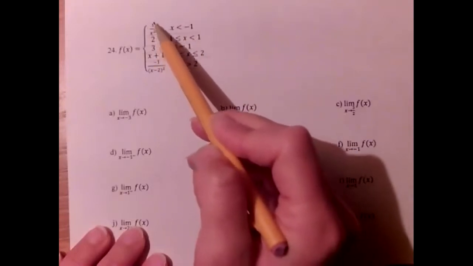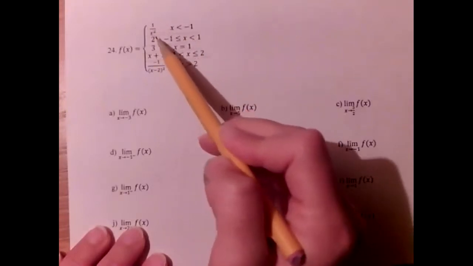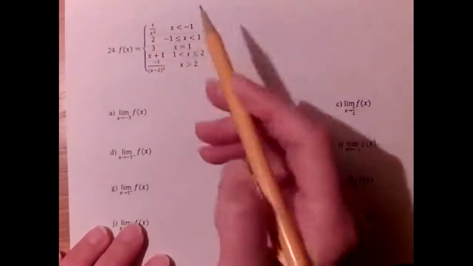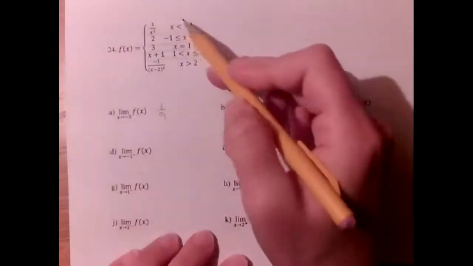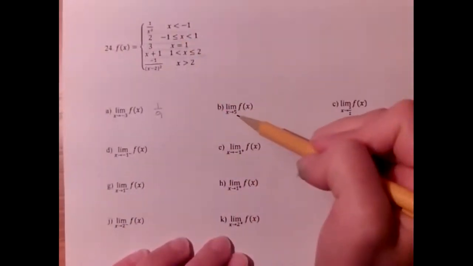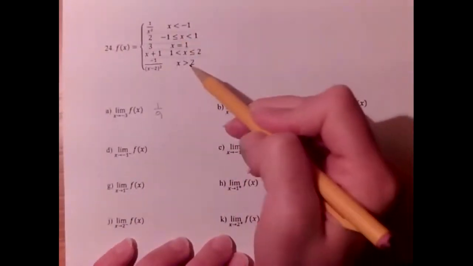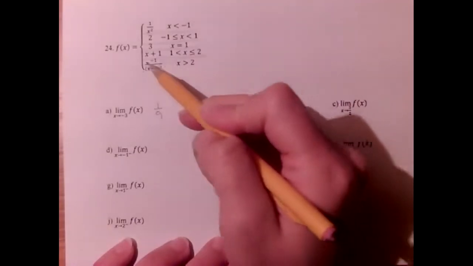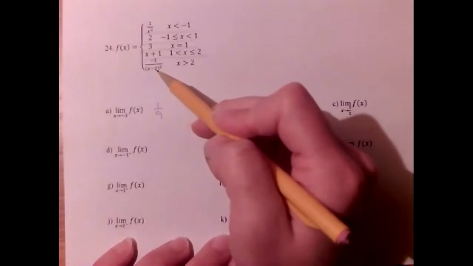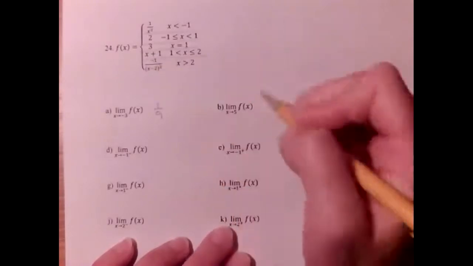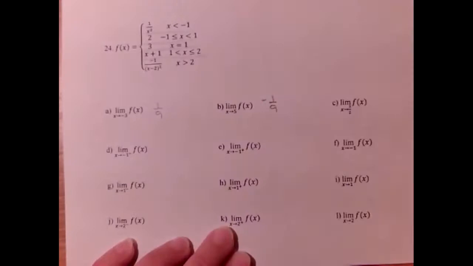So just plug -3 in right there. -3 squared would be 9, so this is going to be 1/9. That's really all it is. You just pick which section it belongs in. So here's 5. 5 is bigger than 2, so I'm going to plug 5 in right here. 5 minus 2 would be 3, squared would be 9, so -1/9.